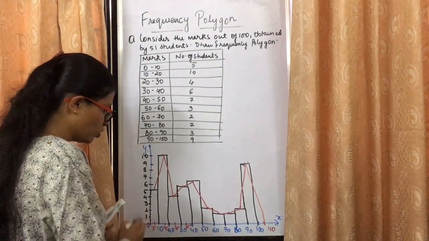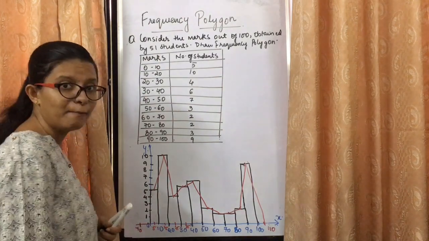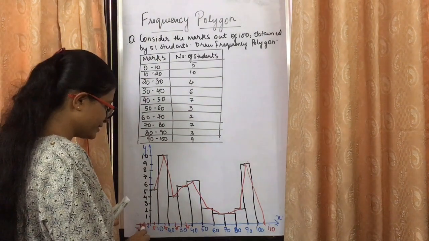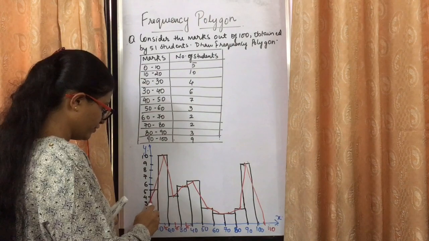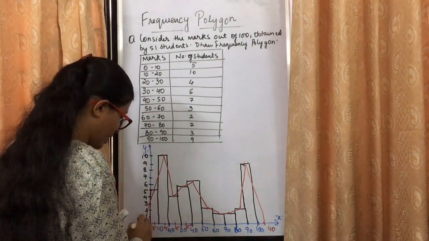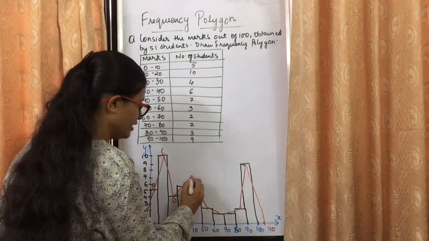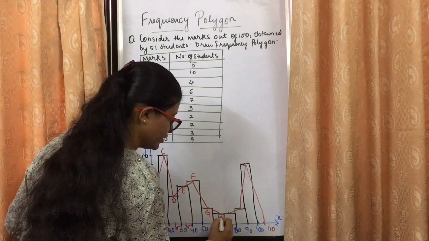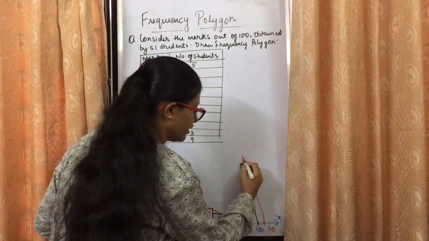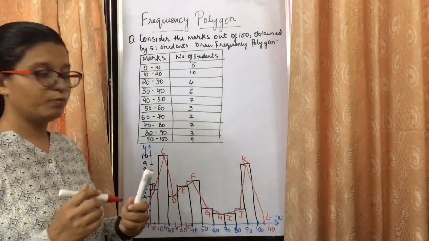Since here it is 0, we can say the class will be minus 10. And the distance between 0 and minus 10, again we will join this point over here. So this I can mark as A, B, C, D, E, F, G, H, I, J, K and L. So this full is my polygon.